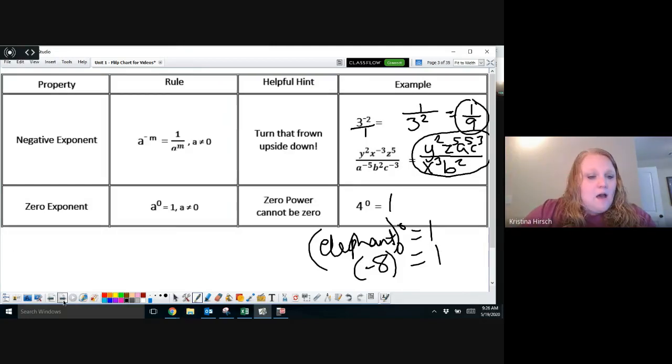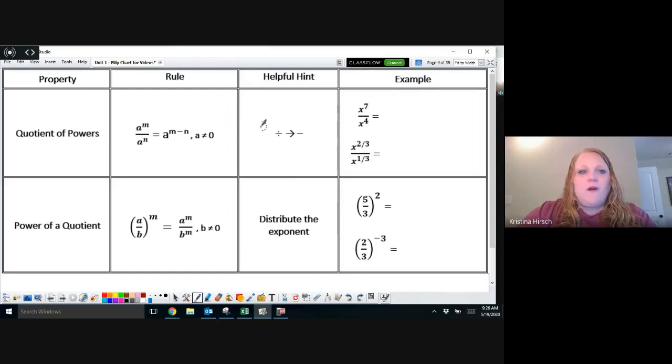The last couple of properties deal with quotients. So you have the quotient of powers property. This is when you're dividing with exponents, but notice again that the base is the same. In order to use this property, the base has to be the same. But when you divide, you really subtract your exponents. There's a couple ways I think about this. Number one, I think about this little fraction bar almost like a subtraction symbol.